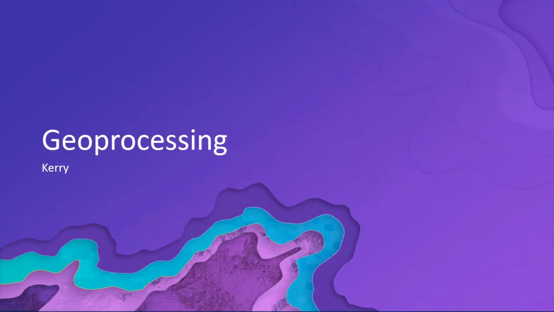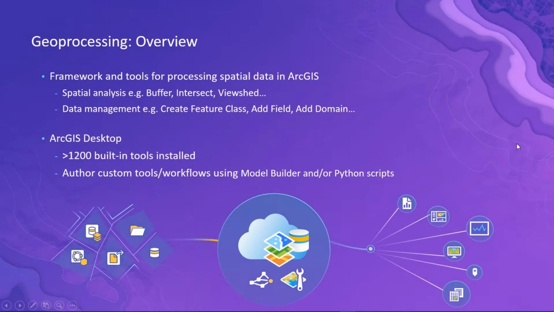Okay, thanks, Gary. Okay, now we get to geoprocessing, which really, when you think about ArcGIS and spatial analysis, is the heart of the power that GIS can bring to your system, right? So geoprocessing is the framework and the tools for processing spatial data in ArcGIS. And the tools are broadly categorized into two buckets: spatial analysis tools, and data management tools.